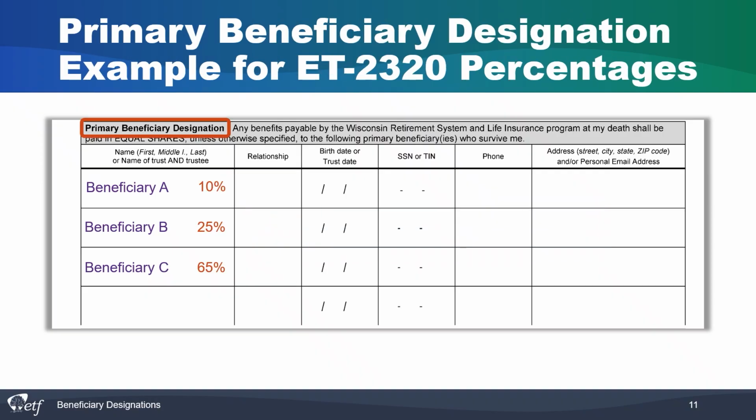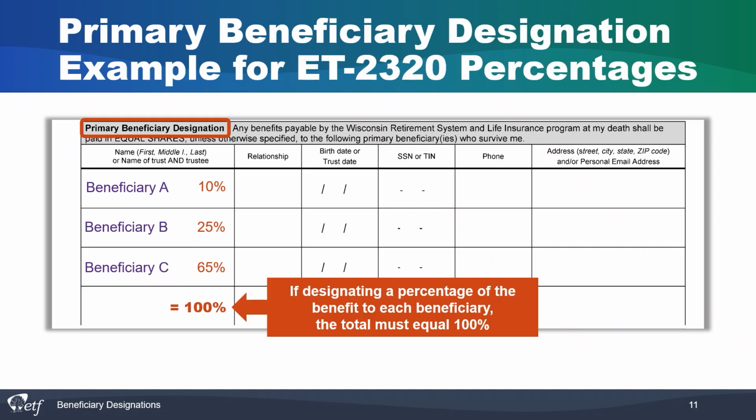You may also designate a percentage of the benefit that will go to each beneficiary by writing a percentage before or after the name of the beneficiary. These percentages must equal 100% in each section.